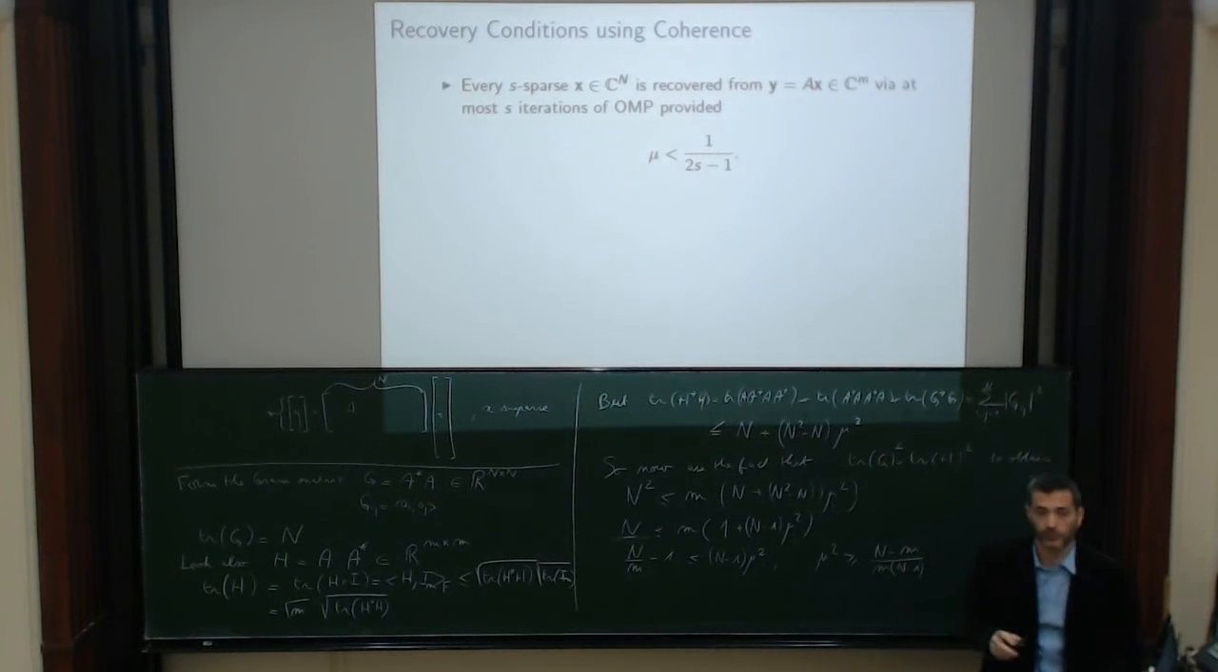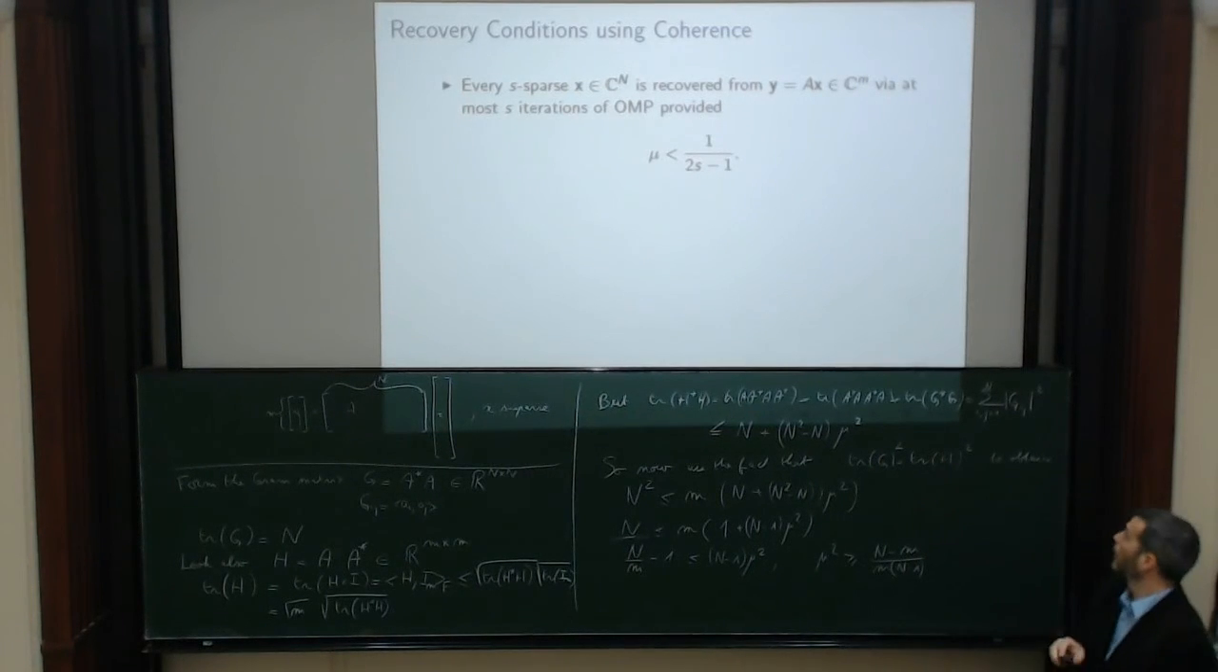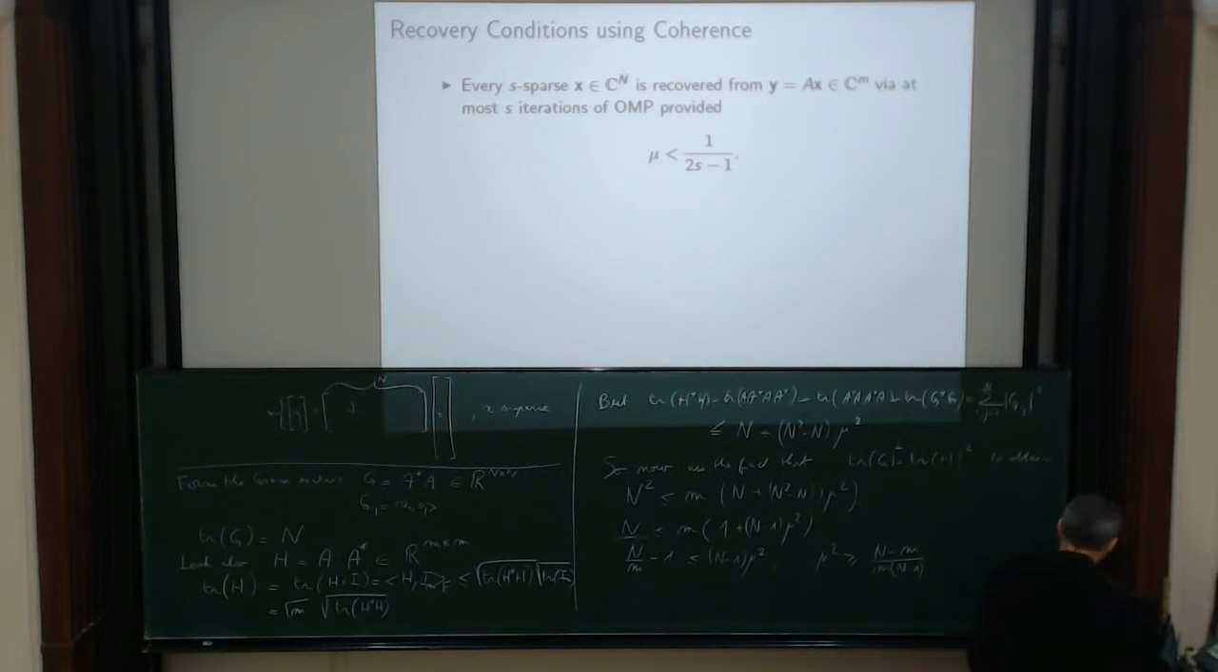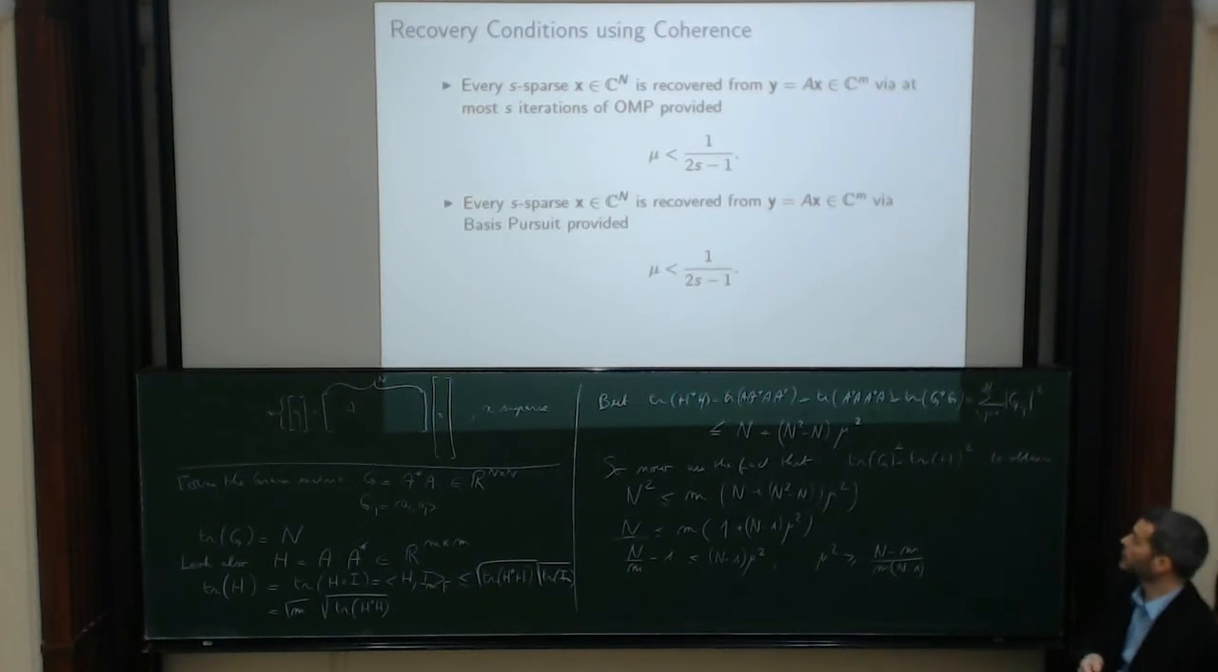So that was orthogonal matching pursuit. I also want to look at L1 minimization, and we'll have the same kind of results. Every S-sparse vector will be recovered only from Y equals AX via basis pursuit, another name for L1 minimization, provided the same condition on the coherence holds.